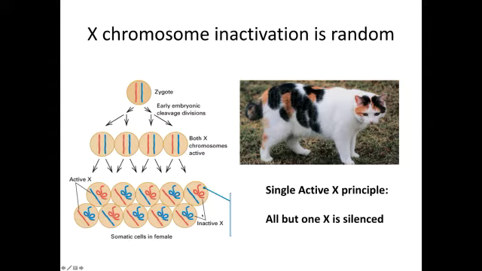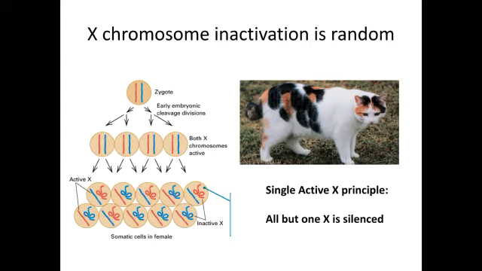Now, it's a random event, and there's a lot of interesting research being done about how these random events are occurring and how one X is counted and the other one is maintained to be on. But what then happens is once that X chromosome is inactivated, say for example in this cell, the blue one, all daughter cells, for the most part, from that particular cell will have the blue chromosome inactivated. And over here, this particular cell, all daughter or descendant cells of this particular cell, the red one will be inactivated. And this leads to something called the single active X principle, which is that all but one X is silenced.